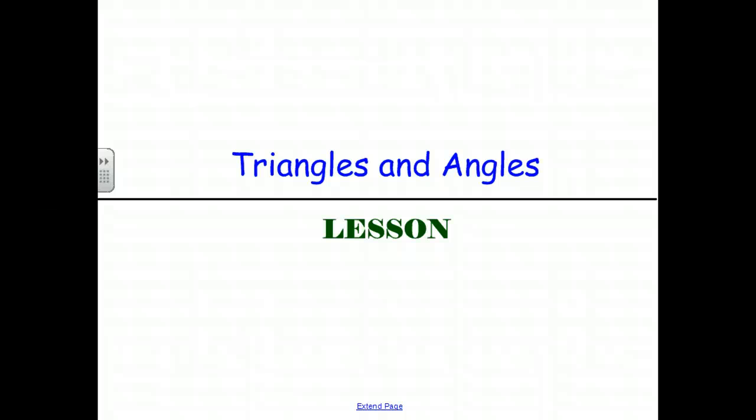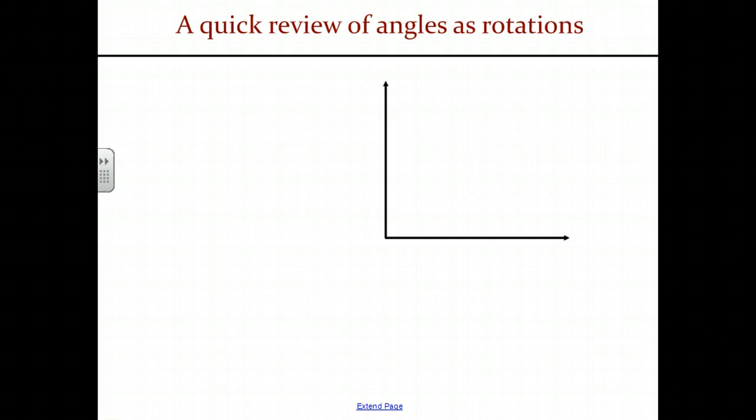So this lesson is all about triangles and angles, and it goes a little bit deeper into classifying angles, because the types of angles that we use to create triangles determine the type of triangle that we have. So let's take a quick review of angles as rotations, that idea of rotating a ray, because that concept is very important for the idea of classifying angles and triangles.